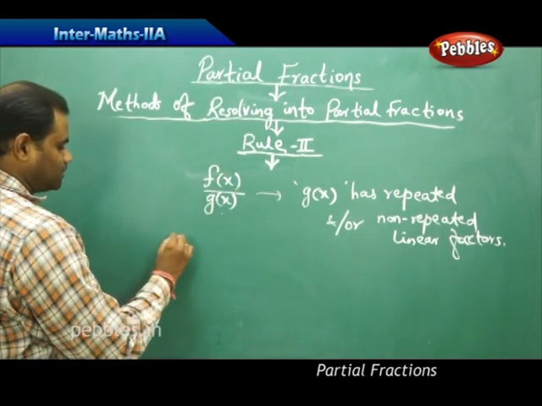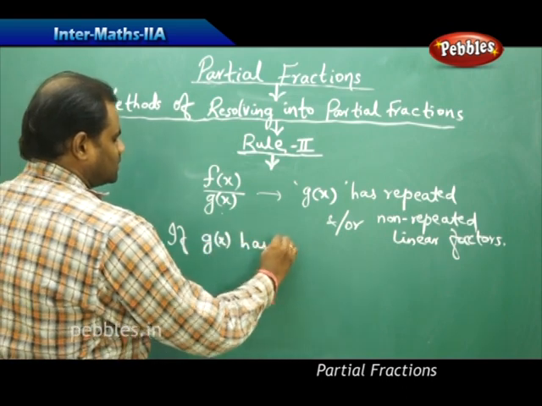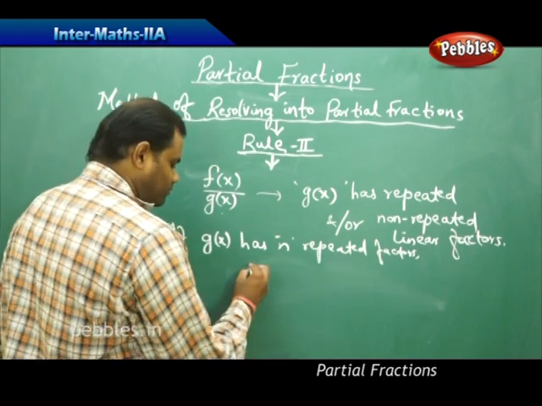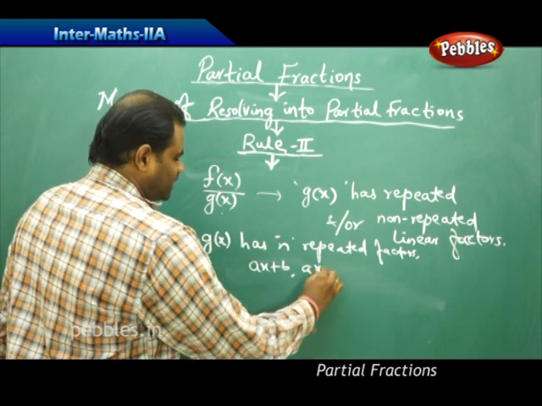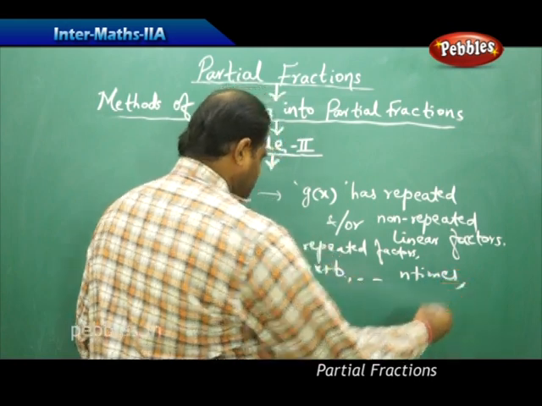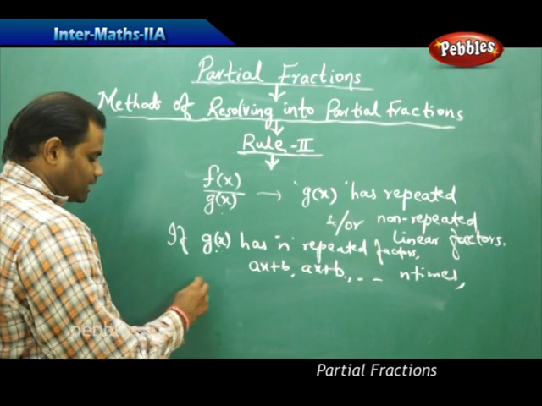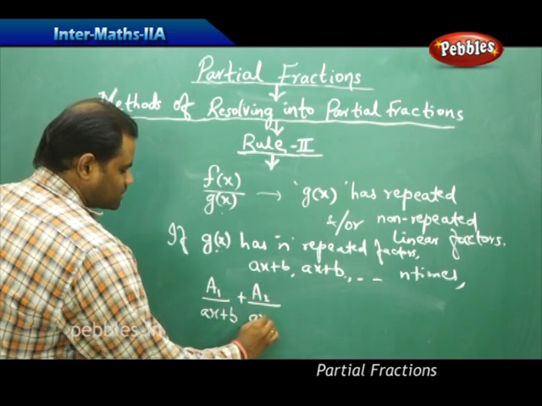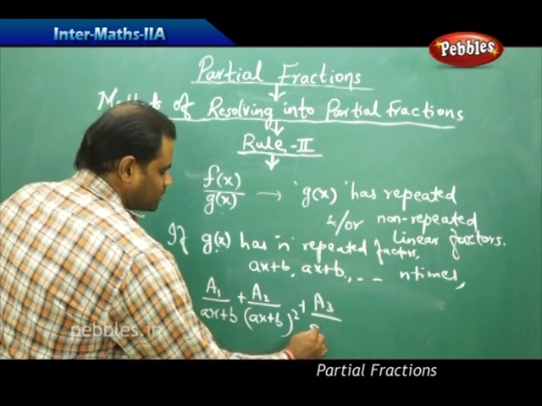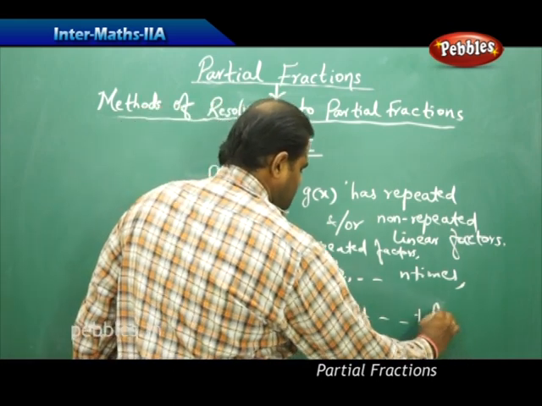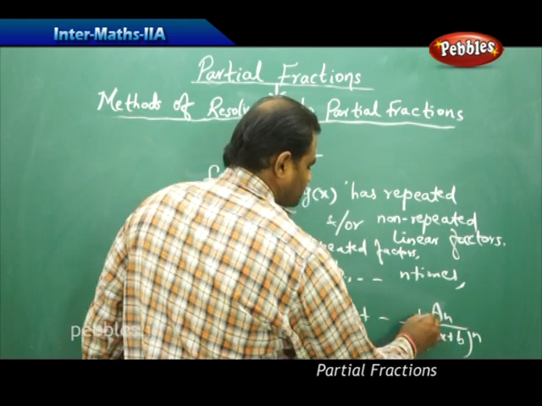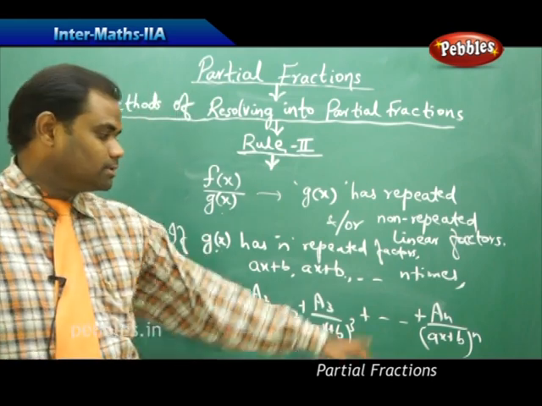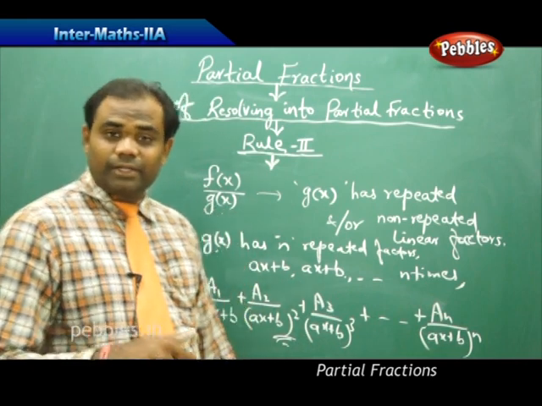So if g of x, for example, has n repeated factors ax plus b, and so on till n times, then for these n repeated factors, which are all the same for g of x, I can split this using a1 by ax plus b, plus a2 by ax plus b whole square, plus a3 by ax plus b whole cube, till an by ax plus b whole power n. That is how I understand splitting of n same factors, with each time the power increasing by 1, 2, 3, 4 till n. So now the aim is to determine a1, a2, a3 and an.